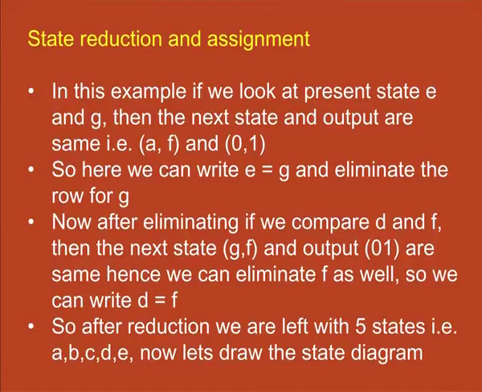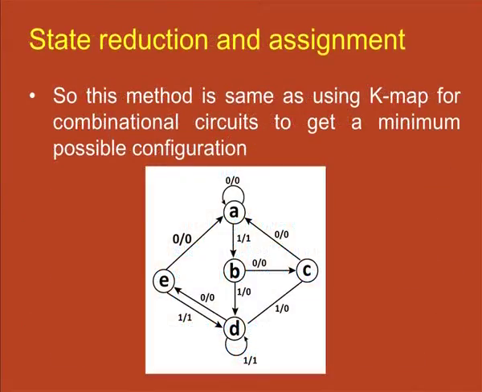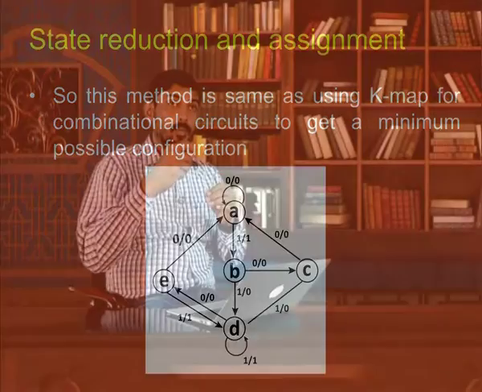Now, with these 5 states, let us draw the state diagram. Here in this slide we have shown the state diagram with the 5 states A, B, C, D and E, and the corresponding migration from one state to another depending on the input and output conditions is also shown by using arrows. So, we can say that this method is the same as using a K-map for a combinational circuit to get the minimum possible configuration.